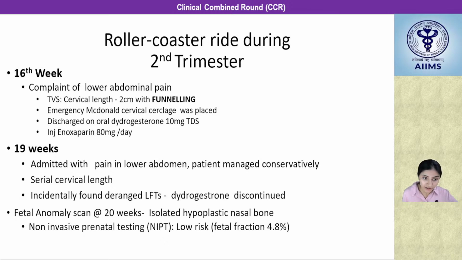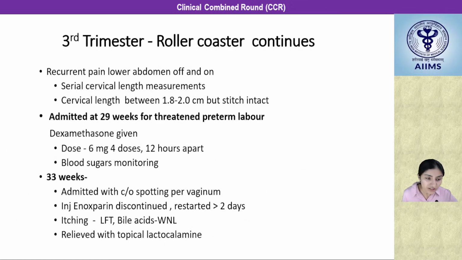Fetal anomaly scan at 20 weeks showed isolated hypoplastic nasal bone, for which non-invasive prenatal testing was done, which was low risk. The patient had off and on lower abdominal pain in the third trimester, for which cervical length measurement was done. Her cervical length was from 1.8 to 2 cm, but the stitch was intact. The patient was admitted at 29 weeks for threatened preterm labor. For fetal lung maturity, dexamethasone coverage was given. During that time, blood sugar monitoring was done.